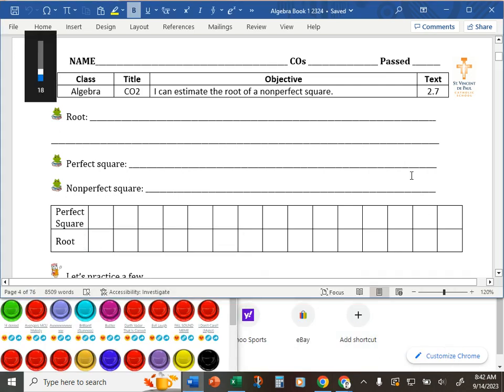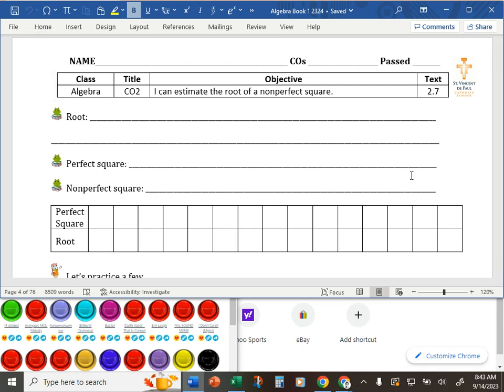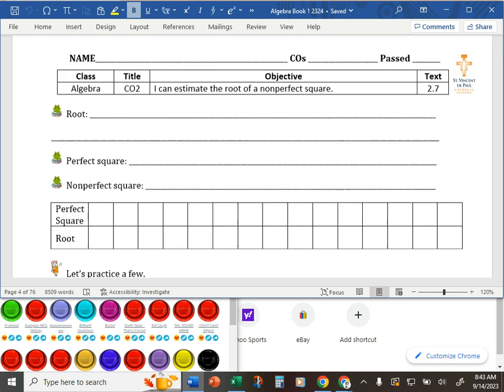Algebra, we are continuing through the binder with CO2. Talking about estimating the root of a non-perfect square. We talked about non-perfect squares with rational and irrational numbers because what type of number is every non-perfect square? Rational or irrational? Irrational, whereas every perfect square is considered rational.